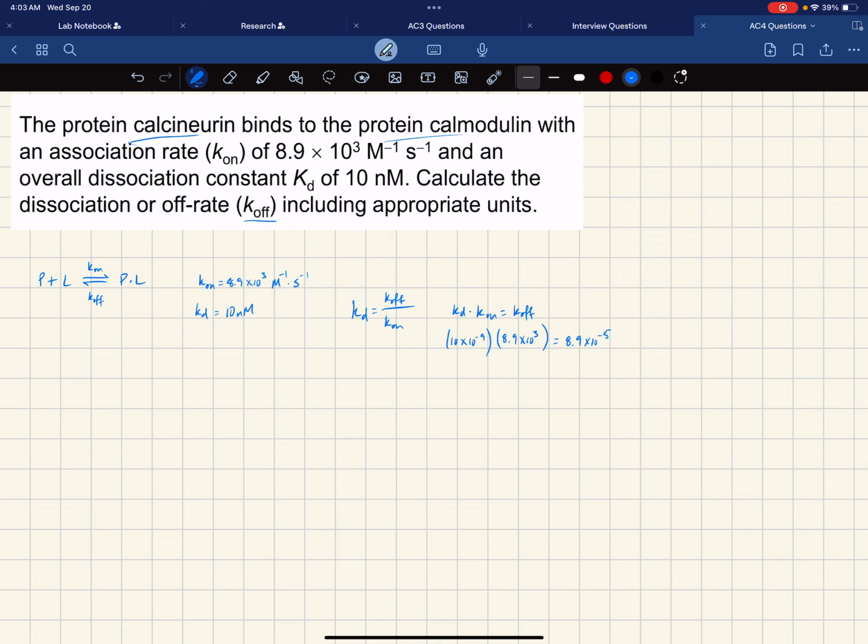And then we'll need to find units here as well. The units for our KD would have been molar after we converted it, and then this one would be 1 over molar times seconds. So these would cancel out and we're left with inverse seconds. And that's our answer.